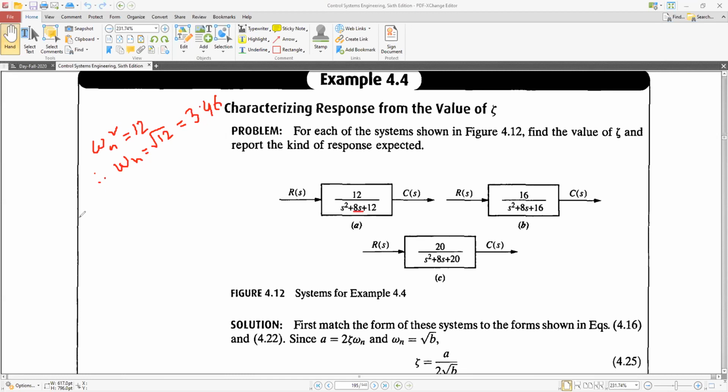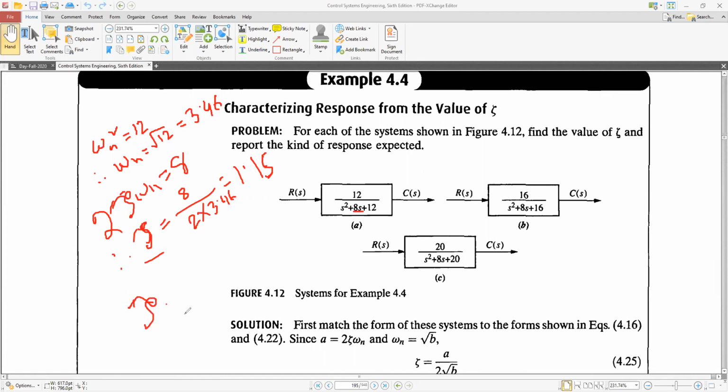Now 8. That means 2 zeta omega n is equal to 8. So zeta is 8 divided by 2 into 3.46. So we get the value of zeta, which is 8 by 2 by 3.46, 1.15. The value of zeta is 1.15.